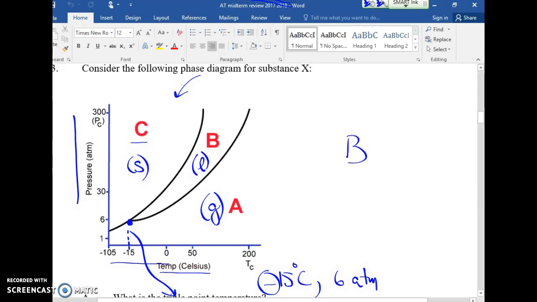Part B, it says, what phase change occurs from C to B? Well, this is the benefit of writing the symbols, solid to liquid. We call that, of course, melting.